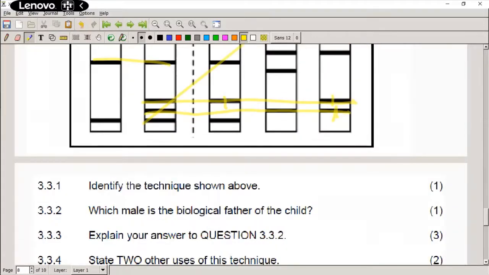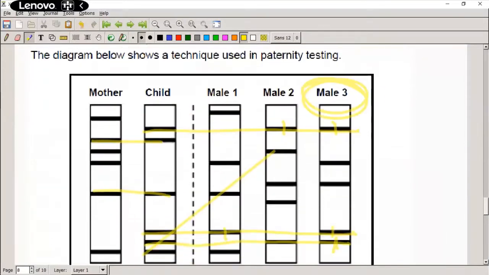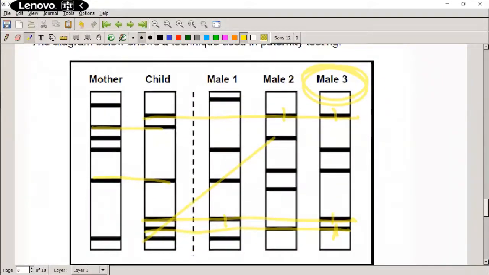Then it also asks to identify the technique shown above. Of course, it is DNA profiling. Be careful of using the word DNA fingerprinting. Which male is the biological father of the child? Male 3. Explain your answer to question 3.3.2. When the child's DNA did not match the mom, it matched male 3 the most.